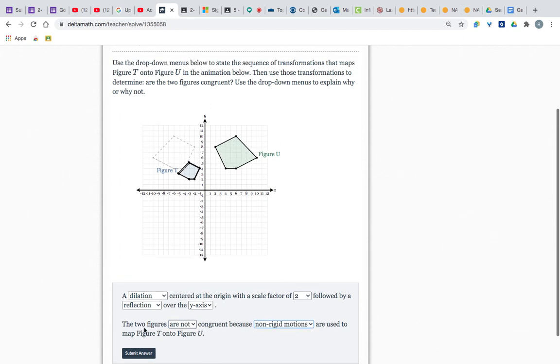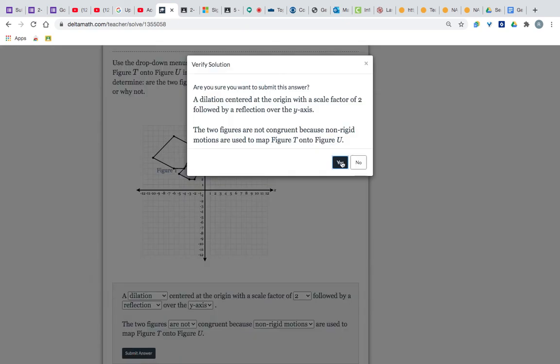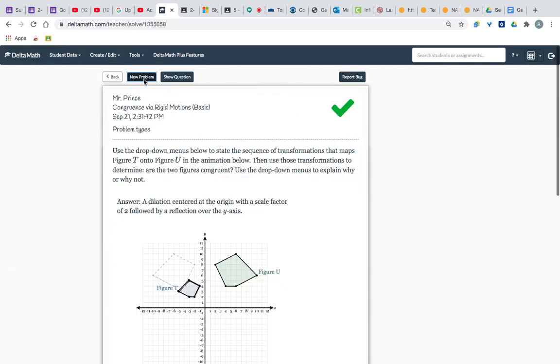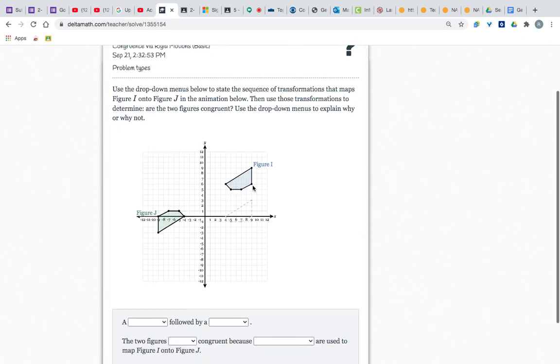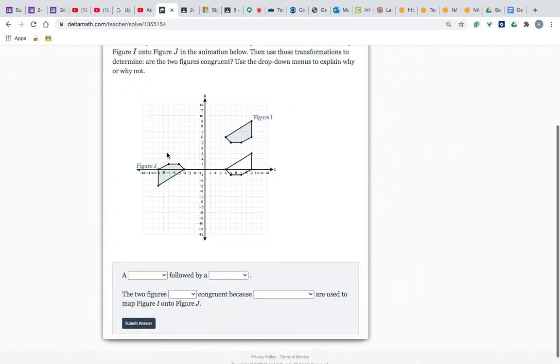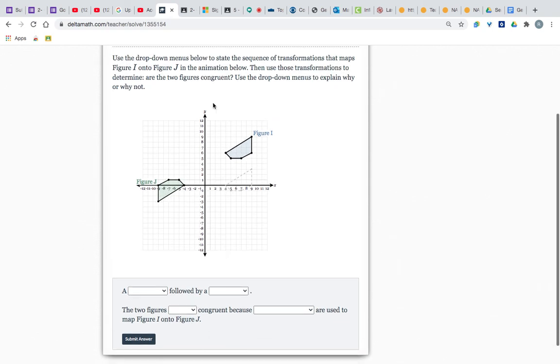Let's try to find one that is congruent. We'll submit this and see what it gives us. New problem. Okay, so these are going to be congruent. You don't have a dilation. The only thing you have here are rigid motions, and it's going to map this directly onto that. And if for some reason we did these rigid motions and you still couldn't get it on top of it, then it wouldn't be congruent. But in this case, it's going to be congruent.